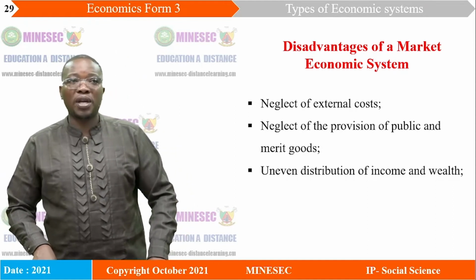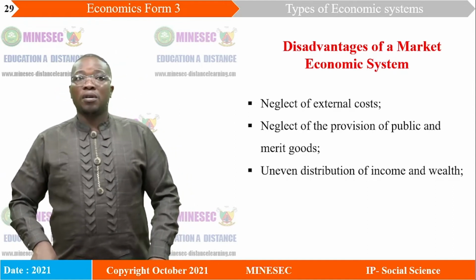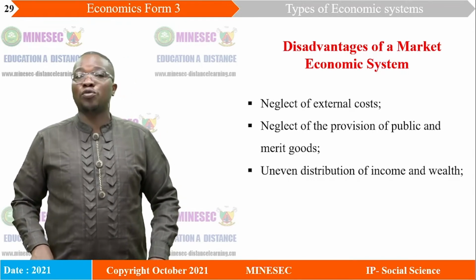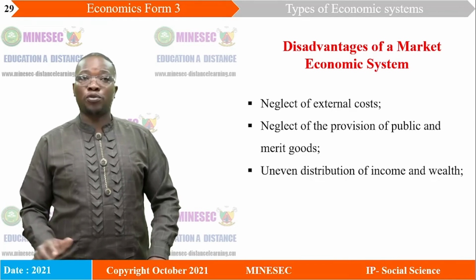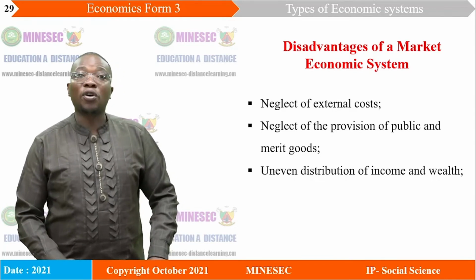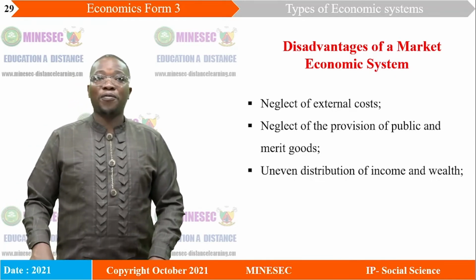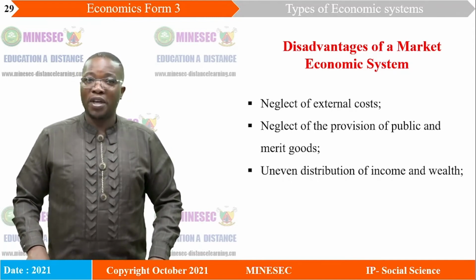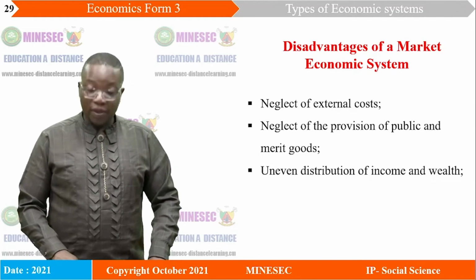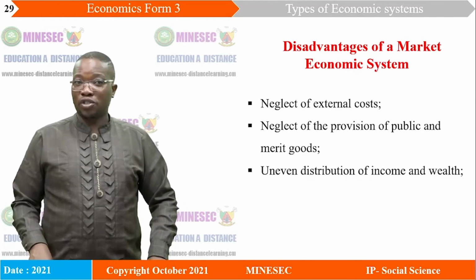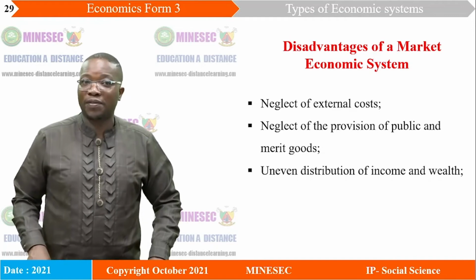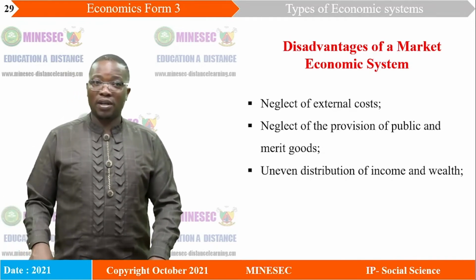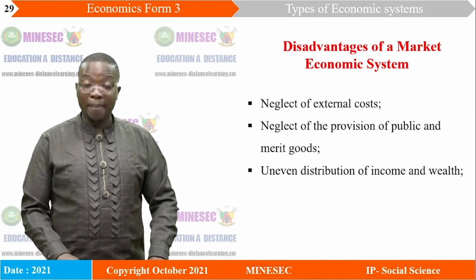So they have to use their resources in order to gain more, while those who do not have the same opportunities like them will not have the possibility of becoming like them. So that is why we say there is uneven distribution of income and wealth. The government does not intervene in such situations, like using progressive taxes to reduce that gap that exists between the rich and the poor, for example.